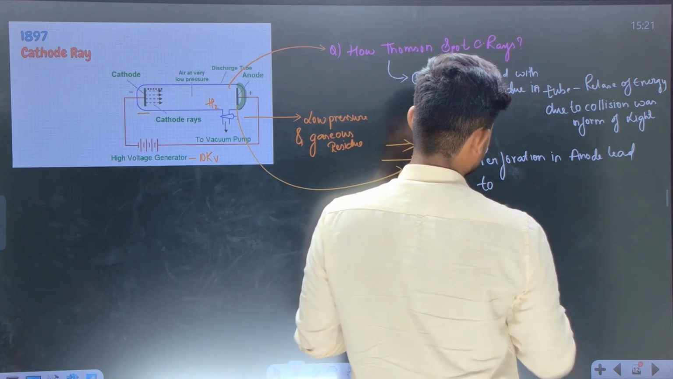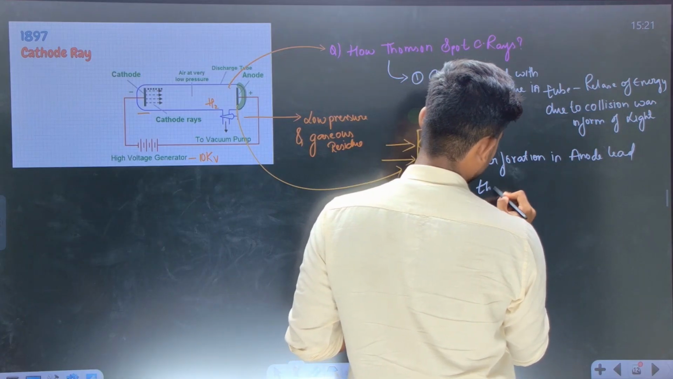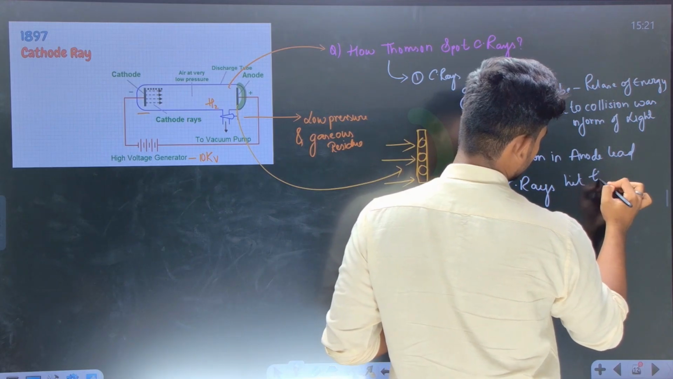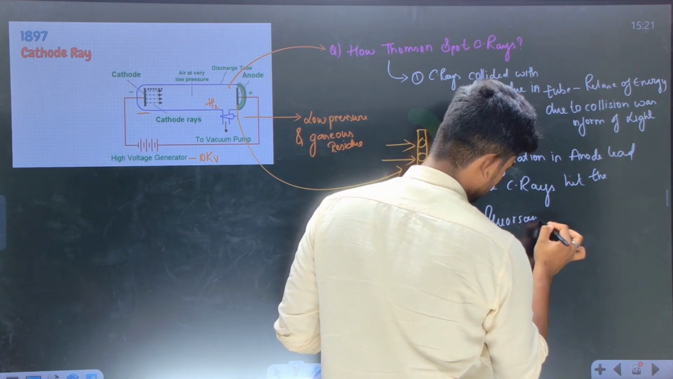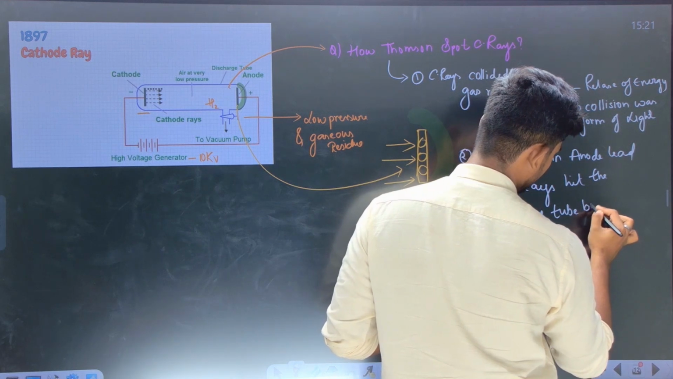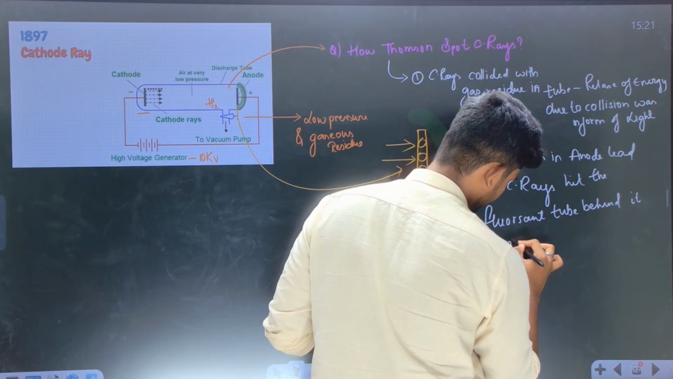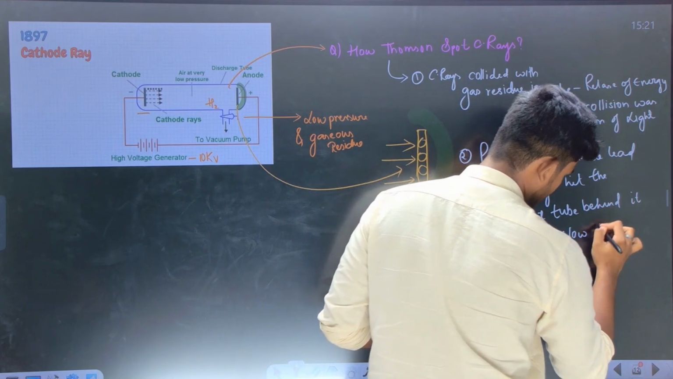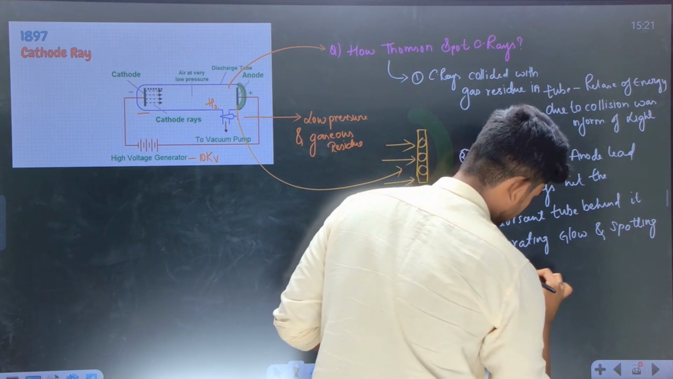Perforations in anode let the cathode rays hit the fluorescent tube behind it, generating glow and spotting the cathode ray path.